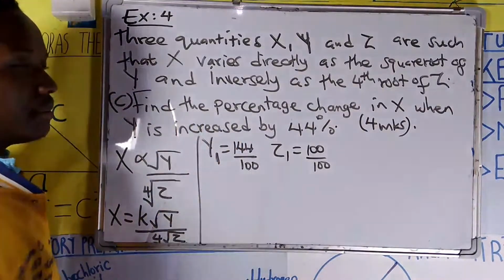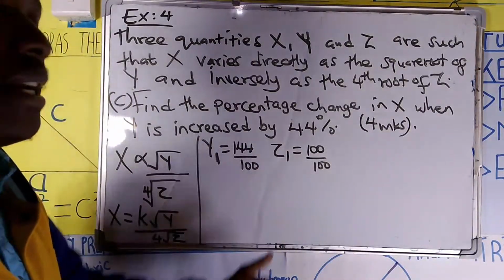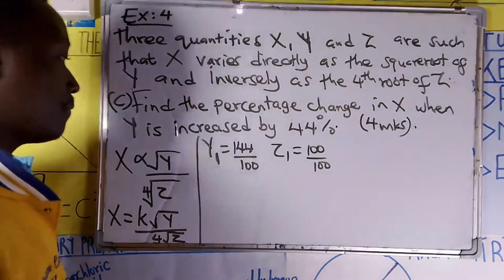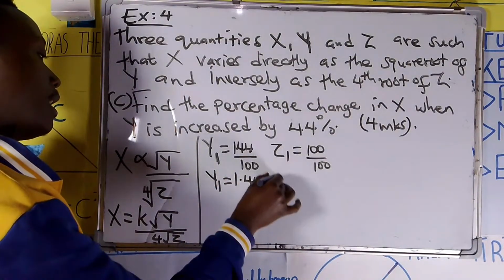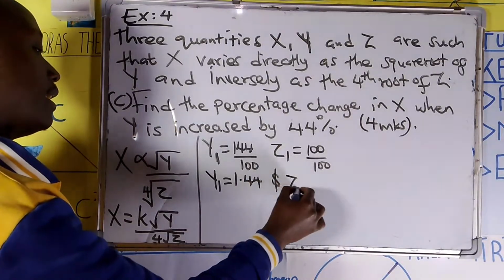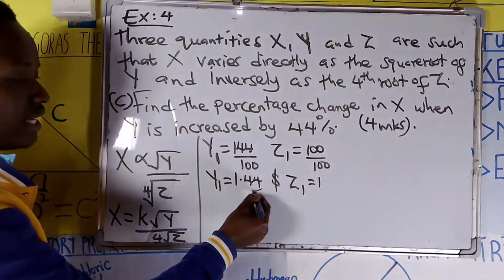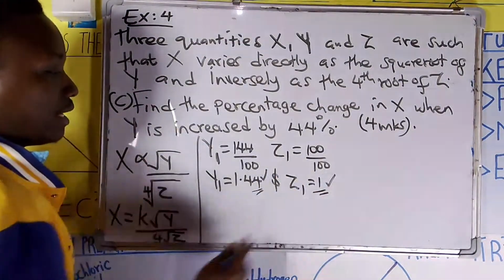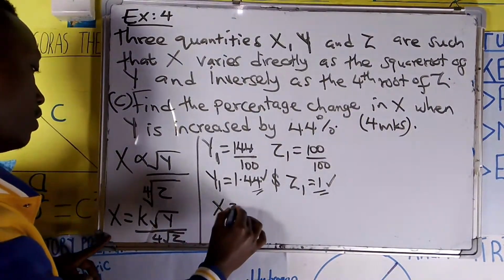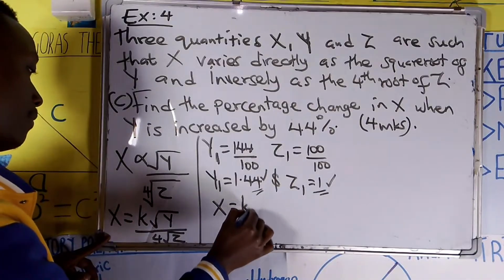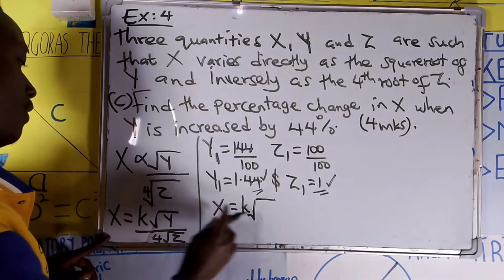Even if z has not been mentioned, it means that z never changed, so even the new z is still 100. It was constant, it didn't change. So that means the new y is equal to 1.44 and the new z is equal to 1. So when there is a change in y and a change in z, that means there is an automatic change in x. Therefore, our x is going to be k, we multiply by the square root of y.